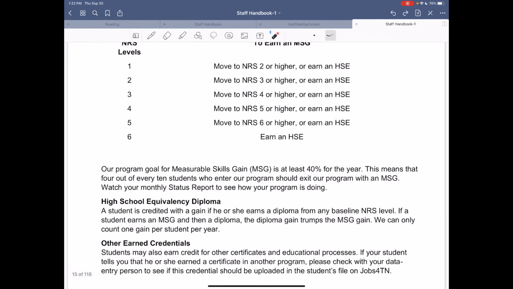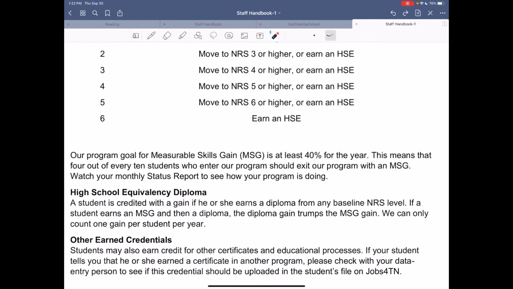This is important. This is where our paychecks come into play. Our program goal for measurable skills gains is at least 40% for the year. This means that 4 out of every 10 students who enter our program should exit our program with a measurable skills gain. Watch your monthly status report to see how your program is doing. At least 40%, but we want it to be much higher than 40%.